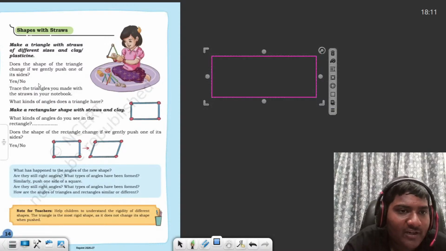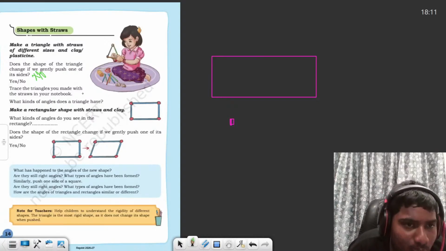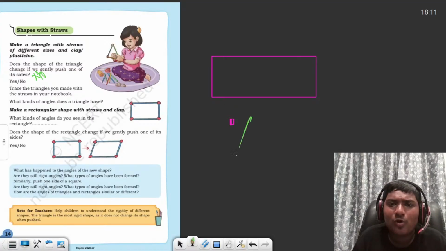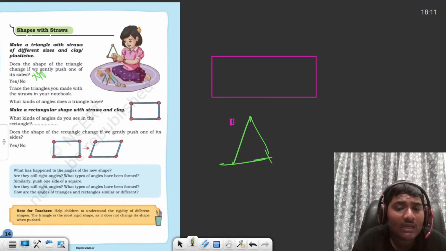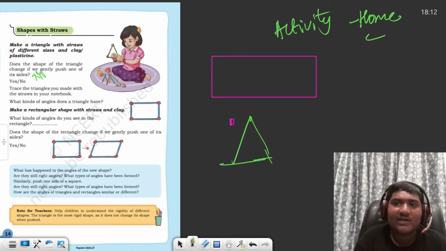Okay. Does the shape of a triangle change if we gently push on its side? No. It will be no. Wait, children. Trace the triangles made with the straws in your notebook. So again, you have to draw a triangle with straws. Okay, this will be your activity, to be done at your home, children.